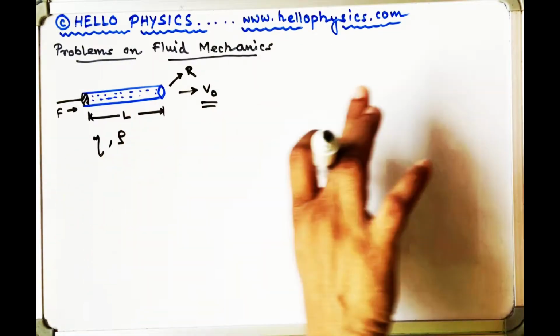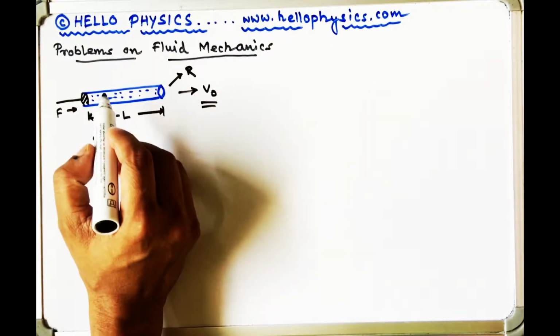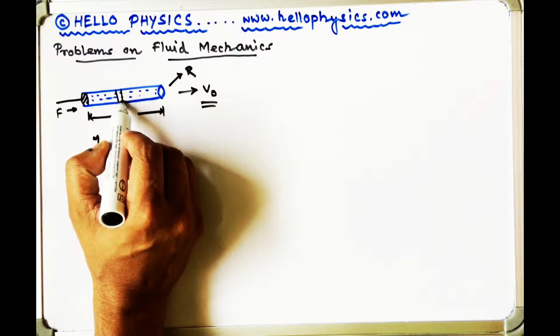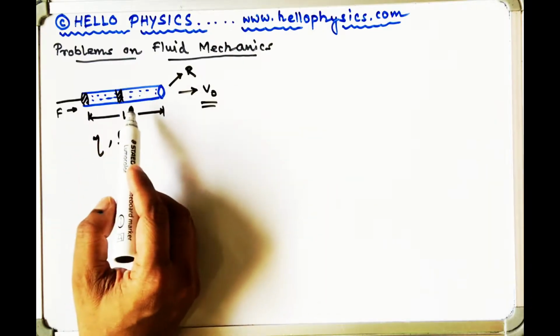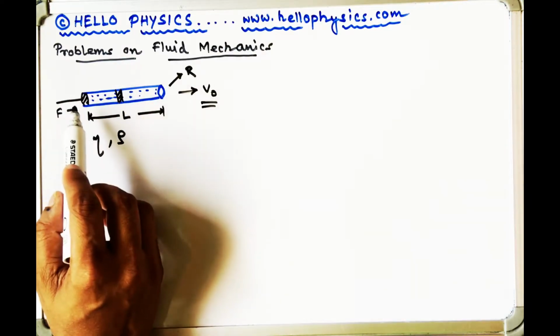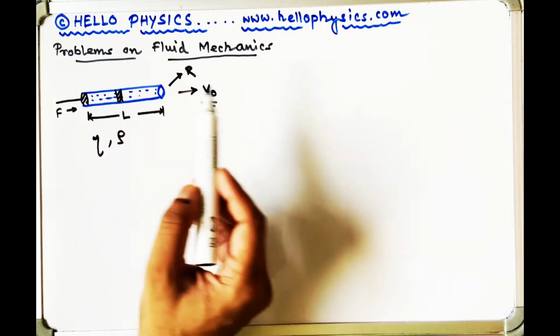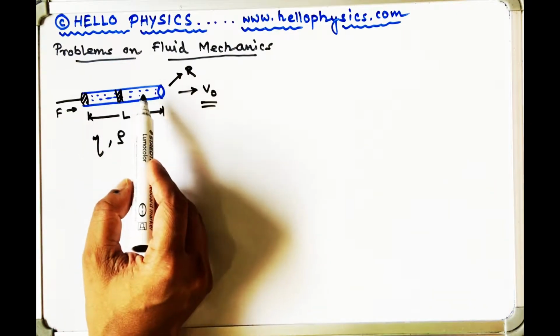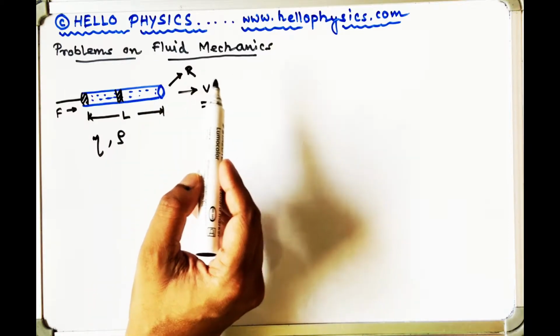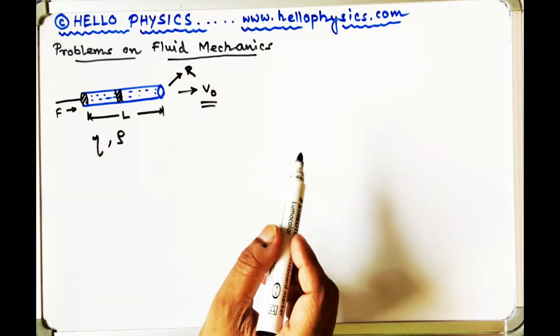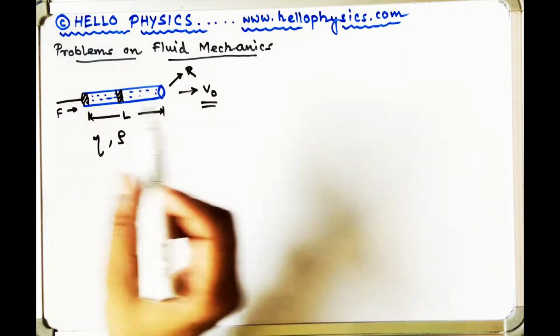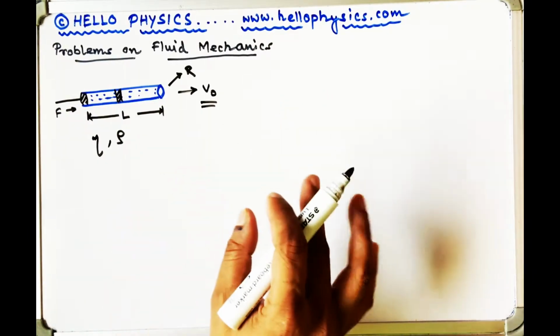See, as the piston is moved, at one point of time, the piston would be somewhere over here, let's say. Okay. So, the position of the piston would keep on varying. As the piston moves towards the right, it is seen that the velocity with which the fluid is coming out is equal to V0, which is a constant. So, the force may be varying, may be constant. You have to determine that.